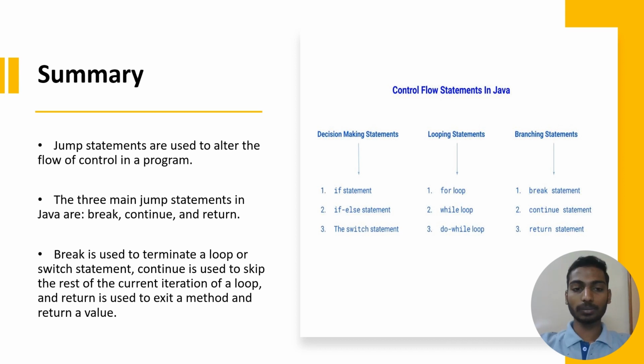Let's see the summary. Jump statements are used to alter the flow of control in a program. The three main jump statements in Java are break, continue, and return. Break is used to terminate a loop or switch statement. Continue is used to skip the rest of the current iteration of a loop, and return is used to exit a method and return a value.